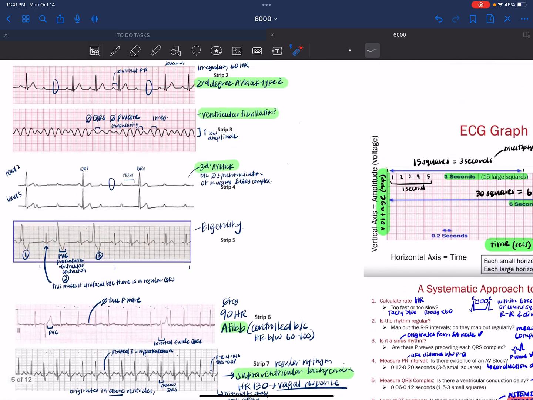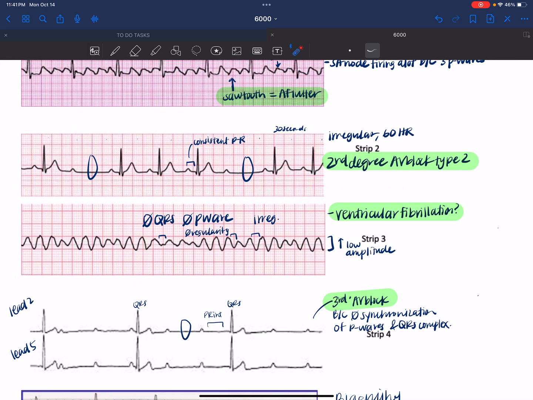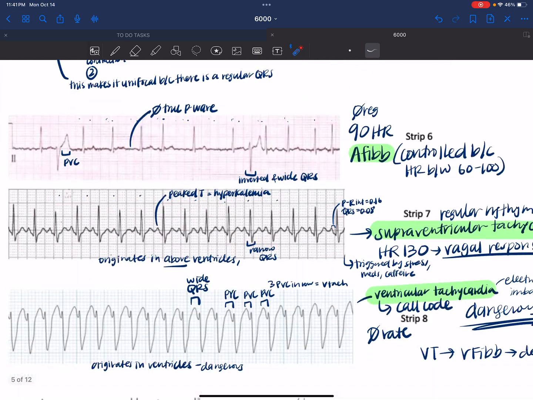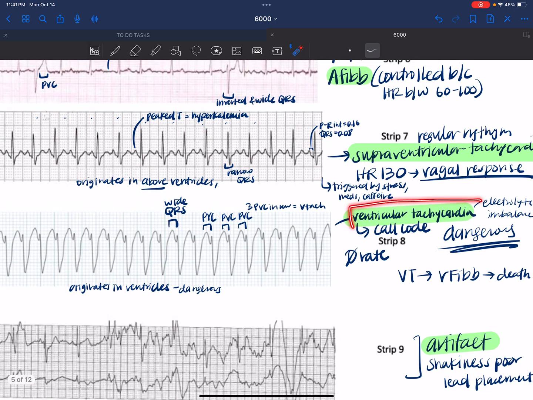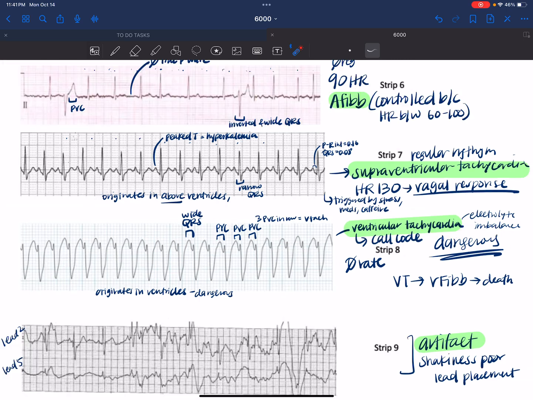Now, ventricular fibrillation. Very bad. It looks kind of crazy. No QRS, no P waves. No regularity. It's irregular, low amplitude. It's just trying its best to stay alive. You need to shock this. VFib, defib. And pulseless ventricular tachycardia, you defib as well.